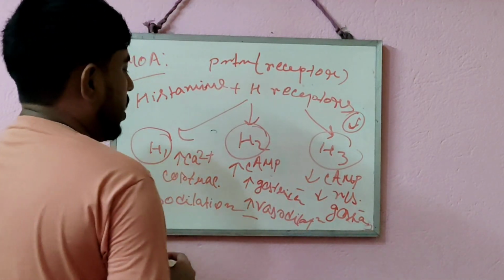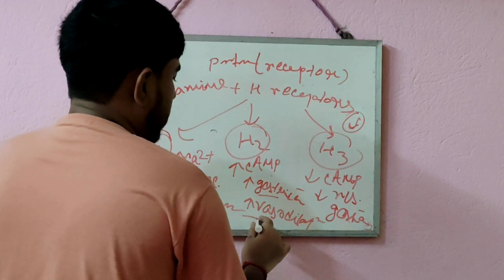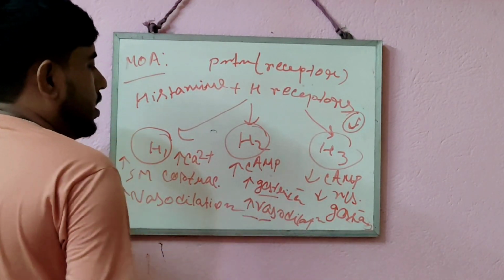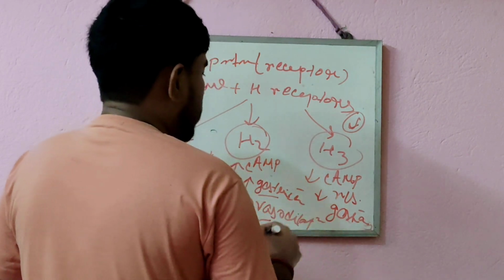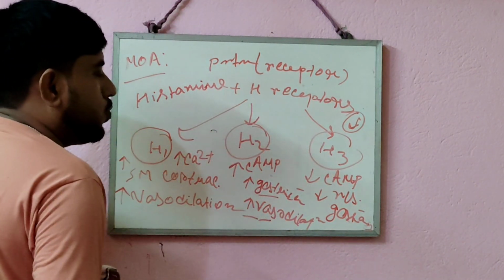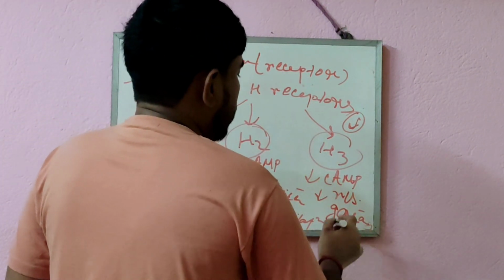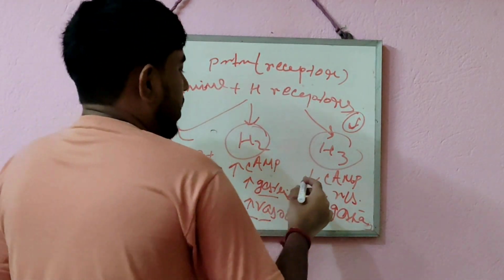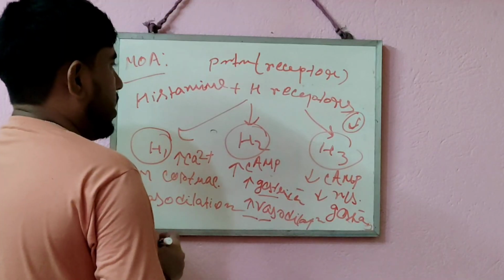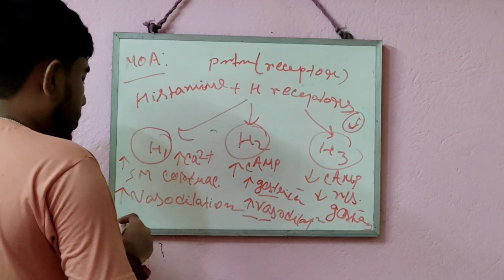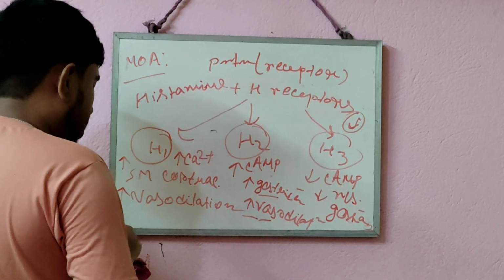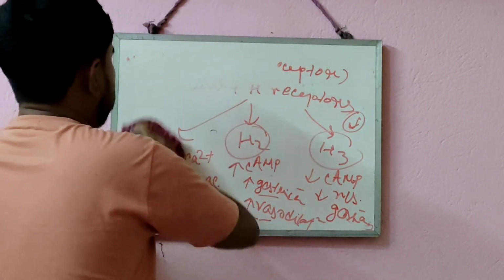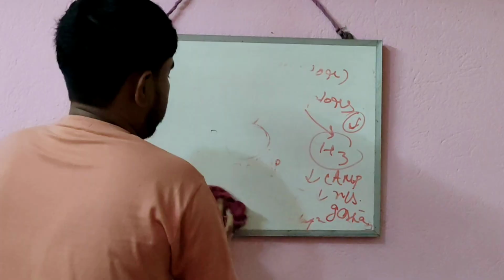When histamine binds to H2, it increases gastric acid secretion and promotes vasodilation by improving the generation of cAMP. And in H3, it will do the opposite. When histamine binds with the H3 receptor, it inhibits the release of gastric acid by decreasing the generation of cyclic AMP. So in this slide I have explained the mechanism of action by which histamine shows its different physiological actions in our body.